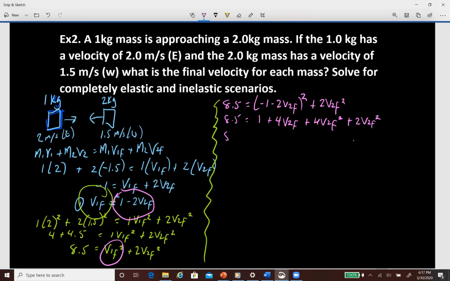Okay, so it's going to be 8.5 is equal to, let's move the 8.5 over. You can say 0 is equal to, move that over, it's negative. So negative 7.5 plus 4v2f plus 6v2f squared.